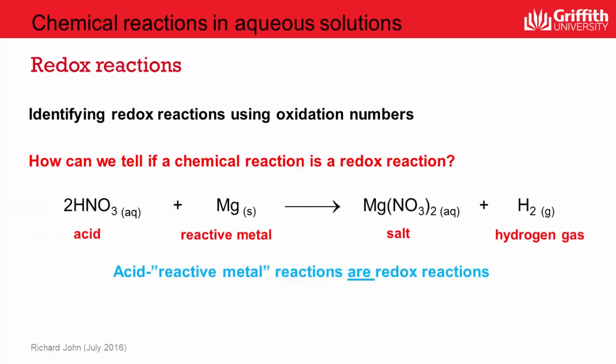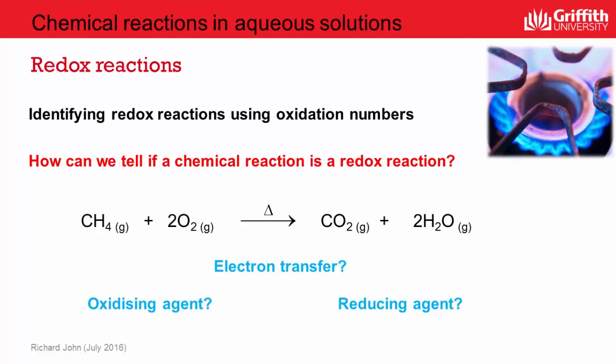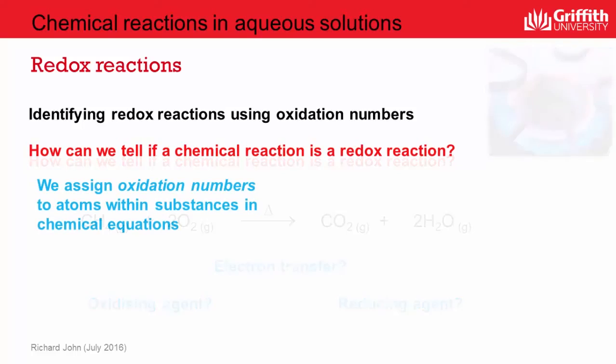Yet the acid plus reactive metal reactions are redox reactions. They involve electron transfer, and there's oxidation taking place and reduction taking place. So go back to our question, how can we tell if a chemical reaction is in fact a redox reaction? How can we tell that electron transfer has occurred? How can we identify what the oxidizing agent is, and how can we identify what the reducing agent is?